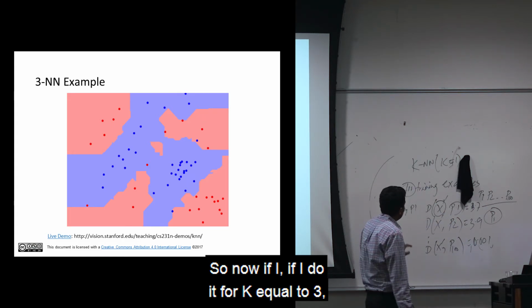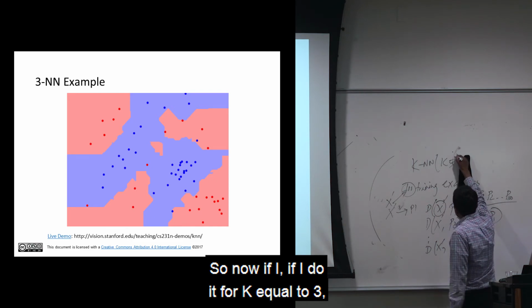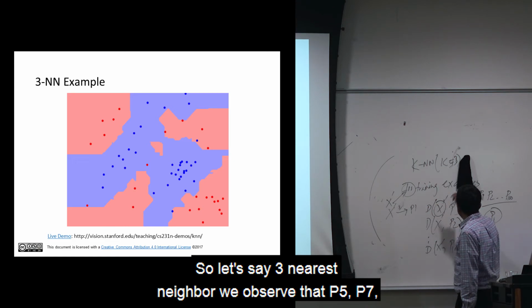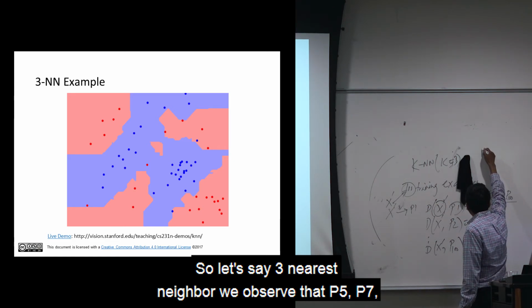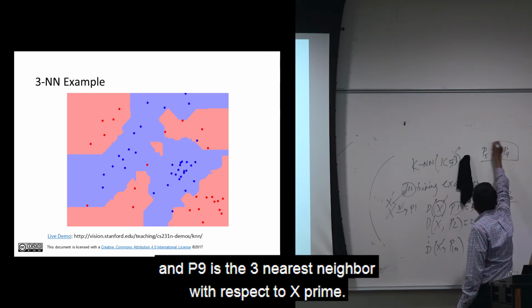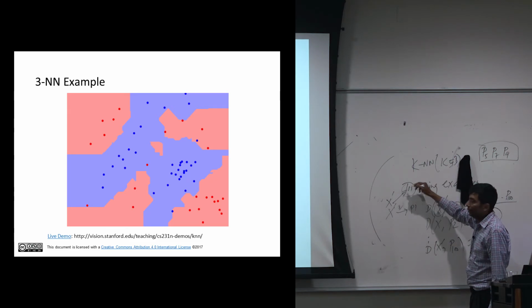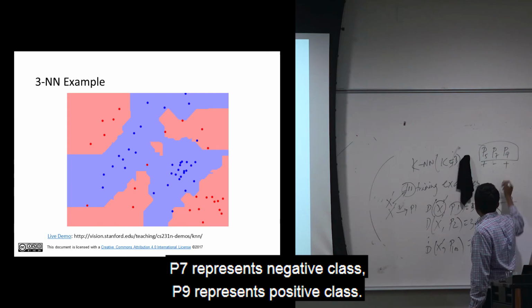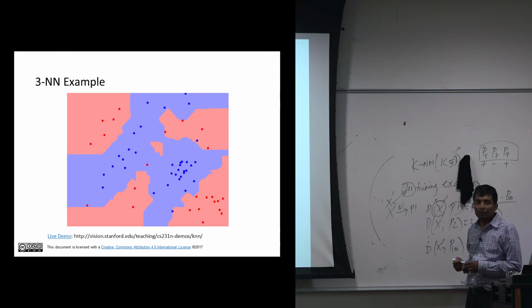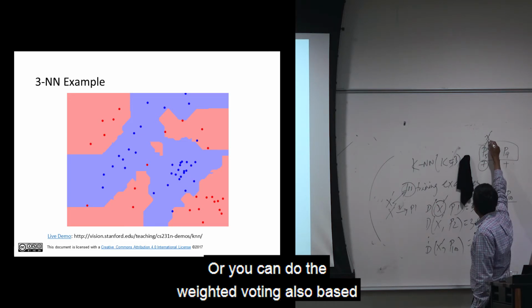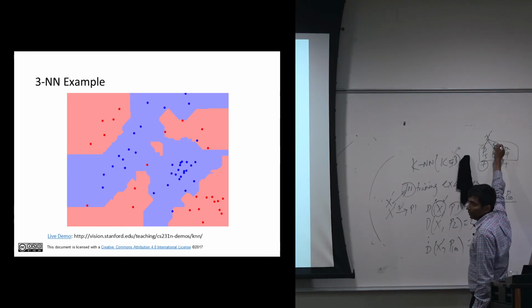So now if I do it for k equal to 3, then what will happen? Let's say 3 nearest neighbor, we observe that P5, P7, and P9, these are the 3 nearest neighbor with respect to x prime. And P5 represents positive class, P7 represents negative class, P9 represents positive class. So which class x prime will be assigned? Plus, due to the majority voting. Or you can do the weighted voting also based on the distance.